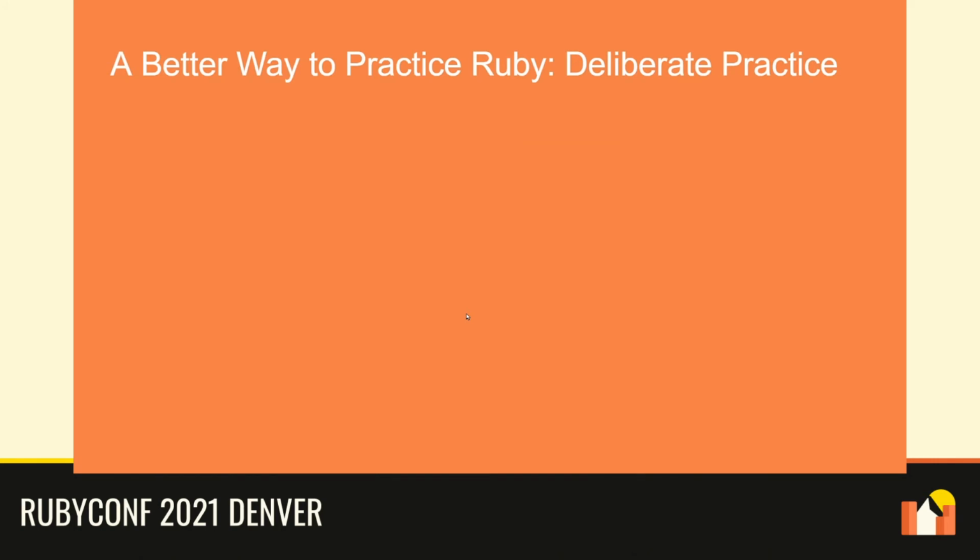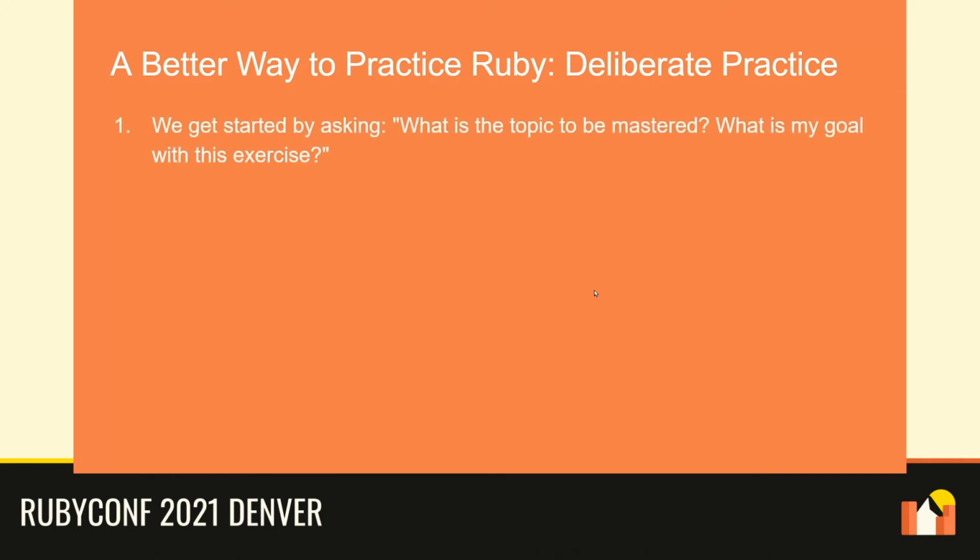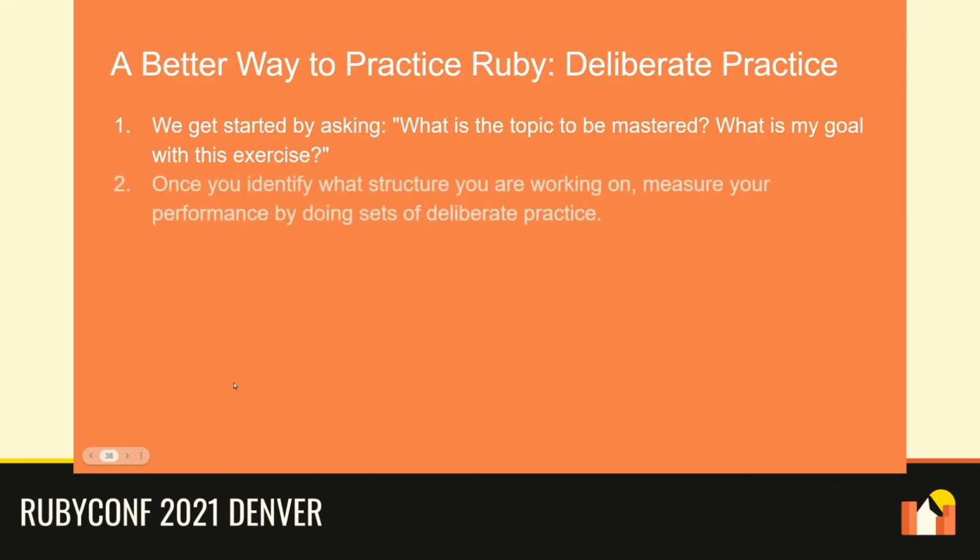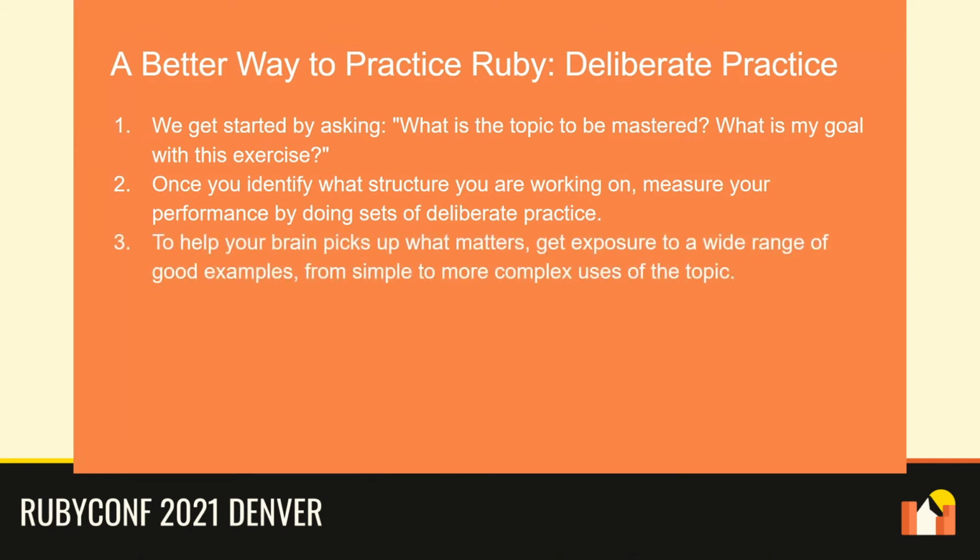There is a better way to practice Ruby. We can practice deliberately. So we can get started by asking, what is the topic to be mastered? What is my goal with this exercise? Once you identify what skill you are working on, measure your performance by doing sets of deliberate practice. To help your brain pick up what matters, get exposure to a wide range of good examples, from simple to more complex scenarios.